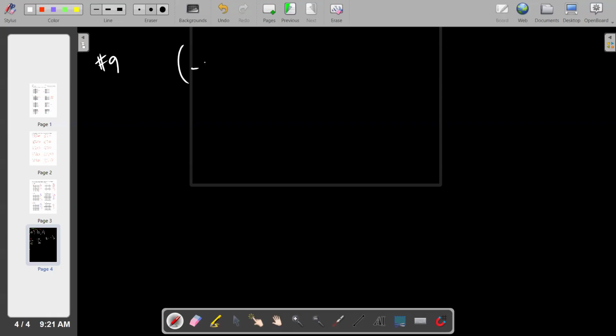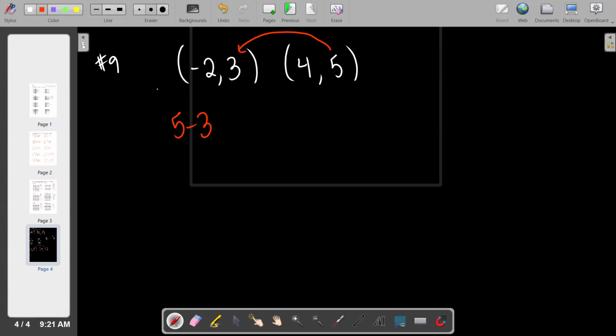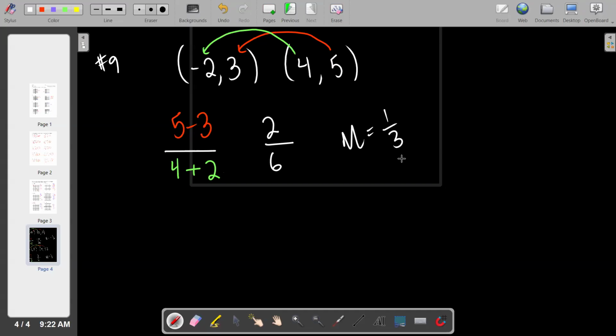Are -2, 3, and 4, 5. So my top is going to be this and this. So 5 minus 3. My bottom is going to be this and this. So 4 minus -2. Still good? Okay. And then the top 5 minus 3 is +2. The bottom 4 plus 2 is +6. So the slope is positive, but 2 and 6 need to be reduced to 1/3. Good? Cool.